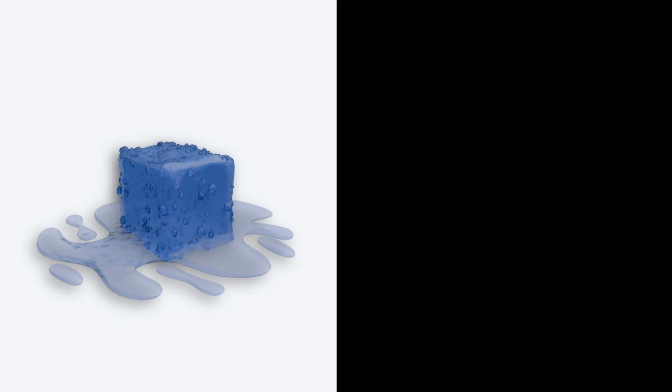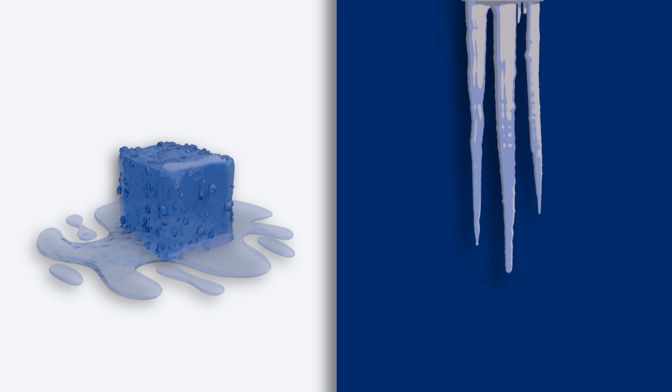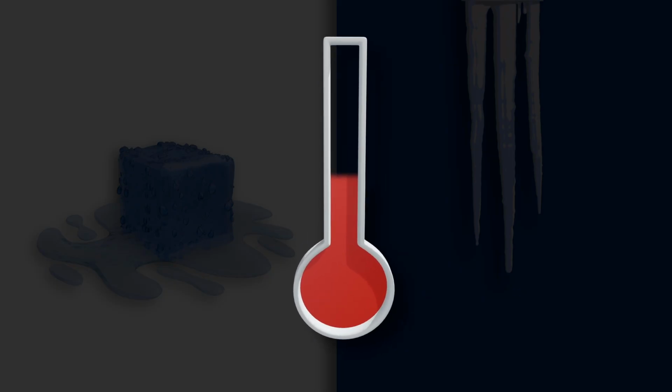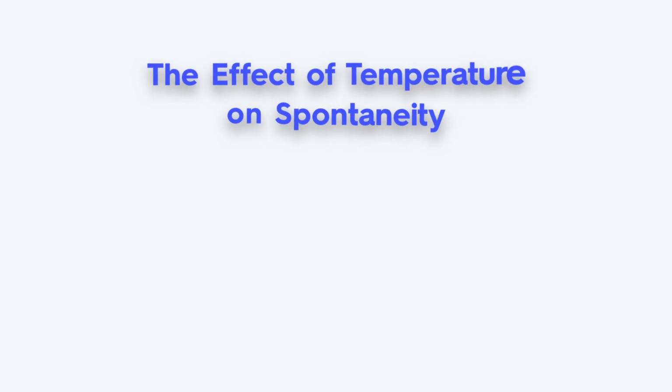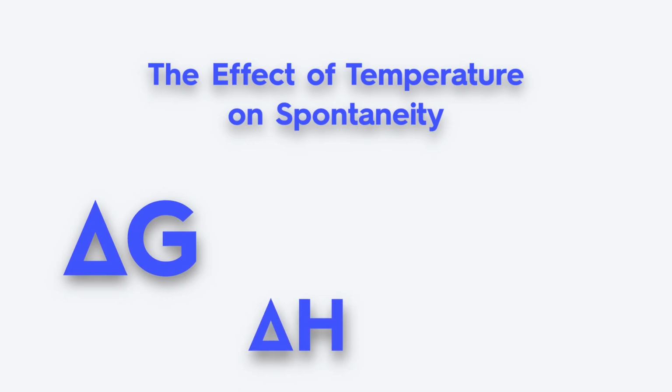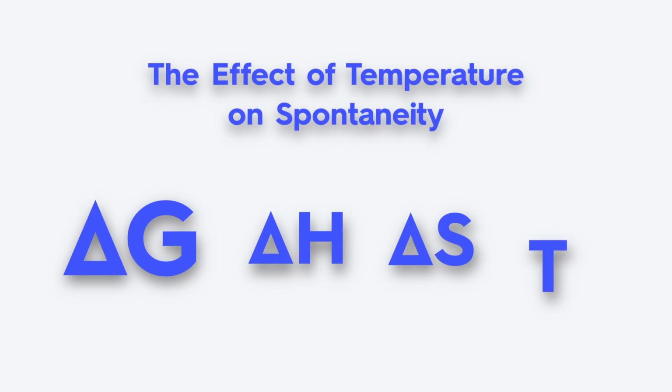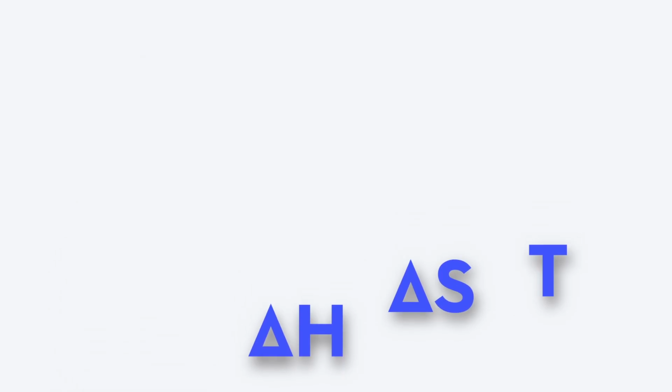Why does ice melt on its own when it's warm, but water freezes by itself when it's cold? The secret is how temperature tips the balance of spontaneity. In this video, you'll learn how Gibbs free energy links enthalpy, or delta H, entropy, or delta S, and temperature, or T, to predict whether a process is spontaneous.